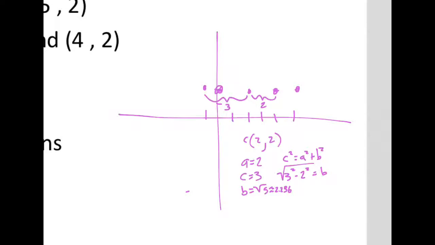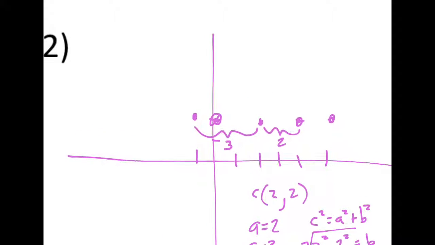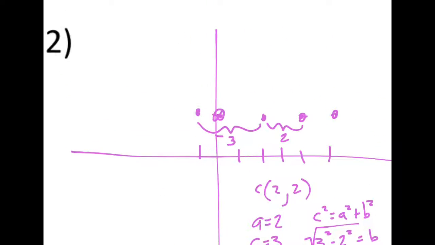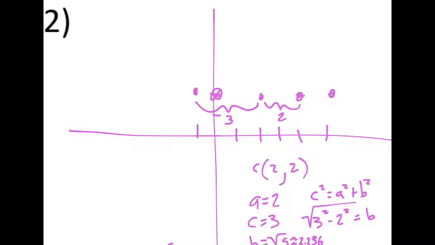So the b value, square root of 5, is roughly 2.236, and I can use that to help me with drawing the box to get my asymptotes in. So let's call that 2.2, so a little over 2. From that center, if I go down that little bit, it's going to put me about there. If I go up that little bit, it's going to put me just above 4 right there. Remember, that defines this box that we're going to use to draw our asymptotes.